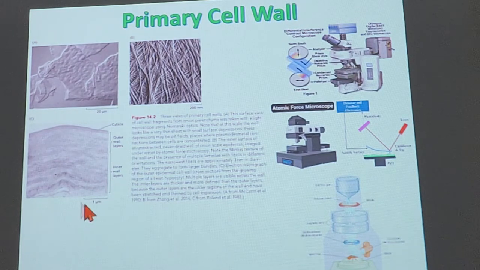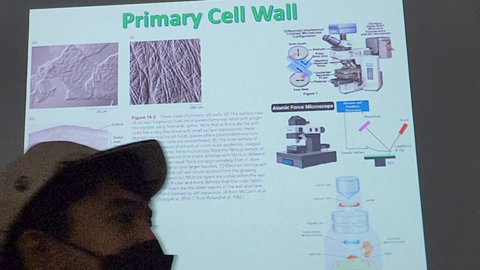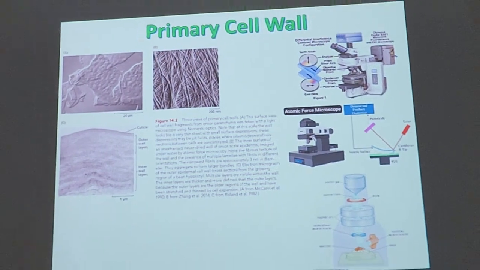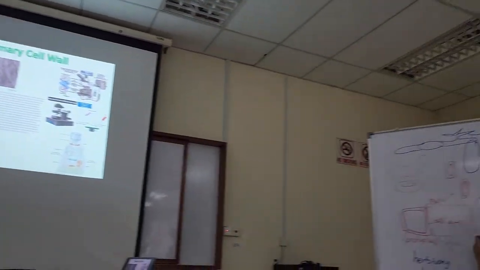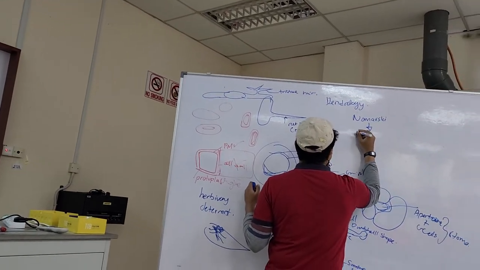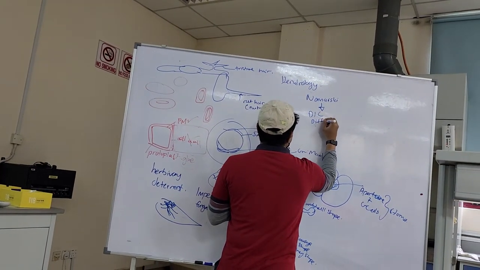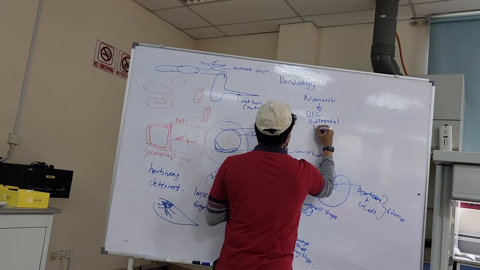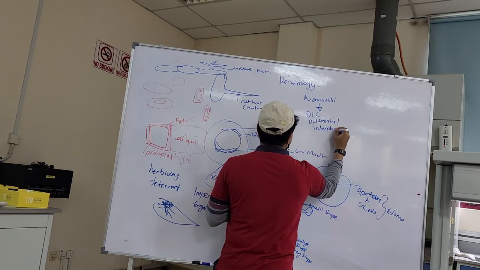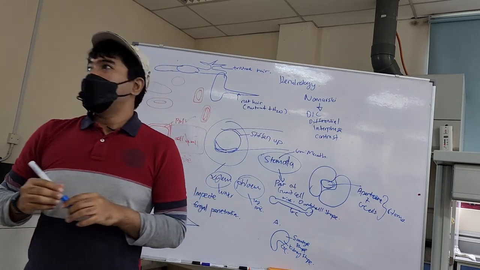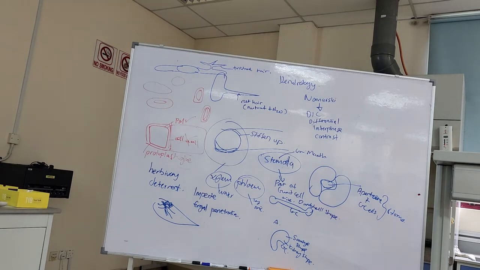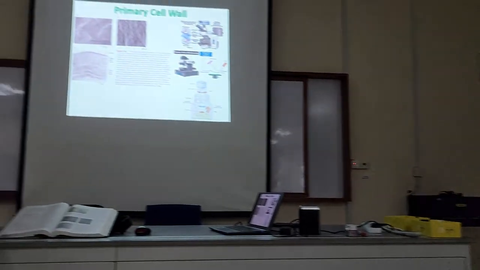Okay, so the first image is from the Nomarski microscope, or DIC in some books. Nomarski is the name of the guy who created this. The official name is DIC, Differential Interference Contrast. It basically views your 2D specimen, but to your eyes it appears 3D.